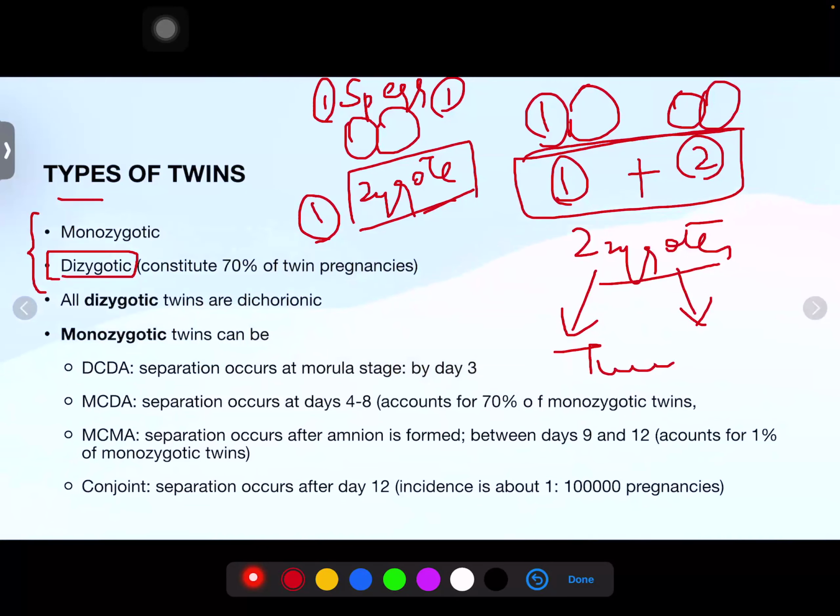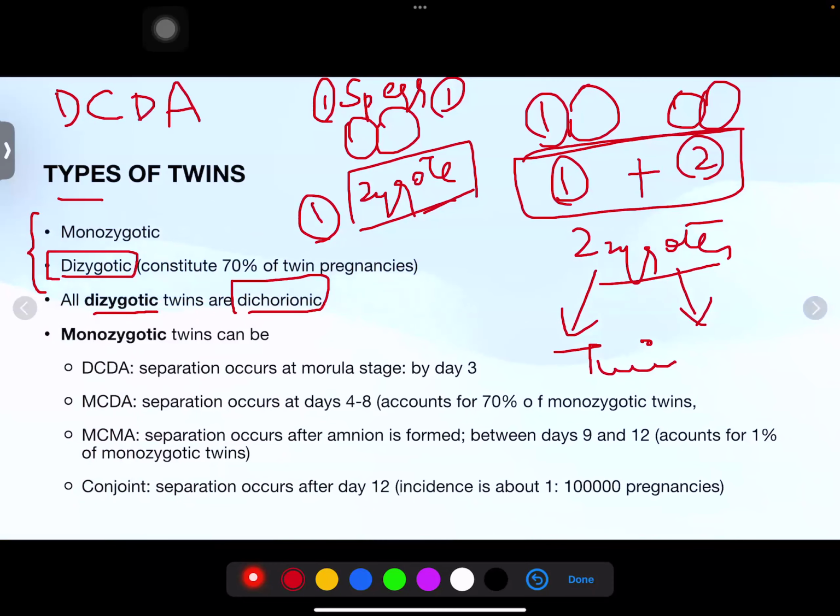So this would be the twin pregnancy, and you can say the dizygotic pregnancy. All dizygotic twins would be dichorionic. You must have read dichorionic, diamniotic, or monochorionic. Chorionic, you can easily remember, refers to the placenta or the chorionic membrane. So when 2 zygotes are formed, everything would be different. There would be no similar twins, because they are developing from different zygotes, different germ cells, you can say.